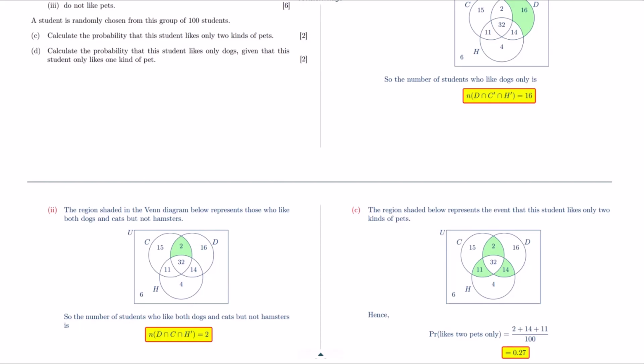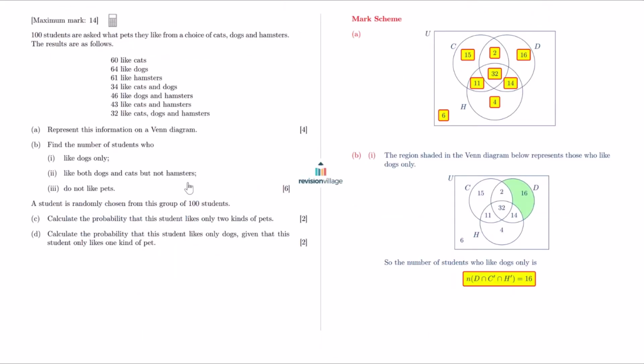Now the final part of B, fairly easy one here if you managed to draw the Venn diagram correctly in part A. Find the number of students who do not like pets. Well, it's a bit of an assumption here in this question because I would probably clarify this question to say that do not like cats, dogs, and hamsters. Because this 6 here that represents those students that don't like these 3 animals, they could like another type of pet. They could like turtles or goldfish or horses. So not a great question, this one, but we need to assume here that they are referring to these 3 animals, cats, dogs, and hamsters.